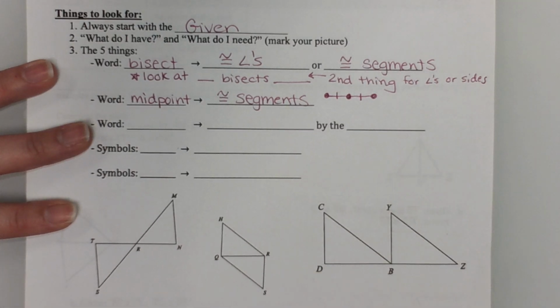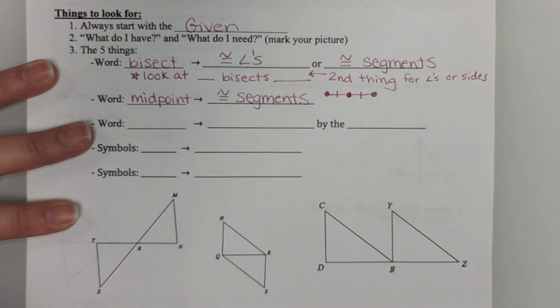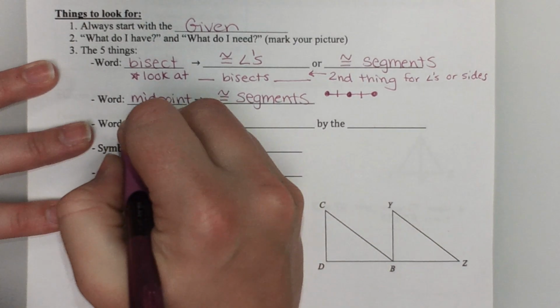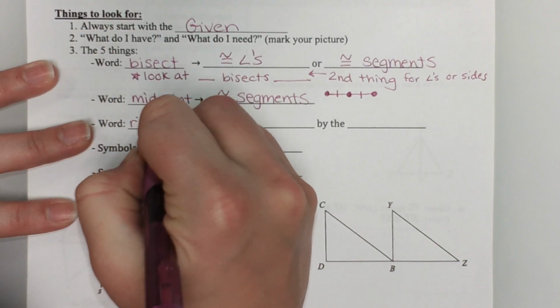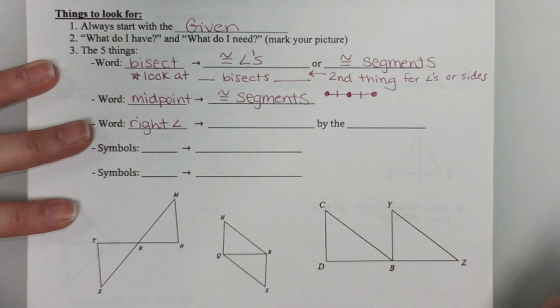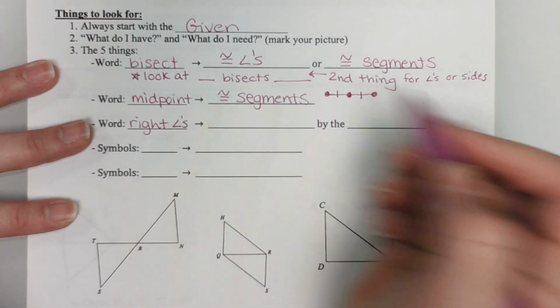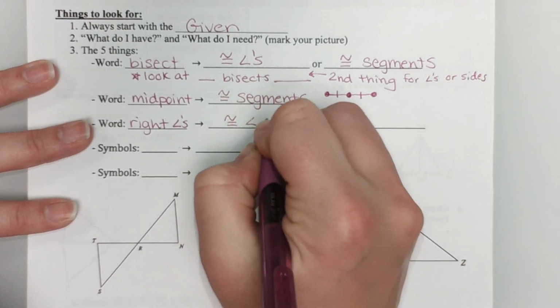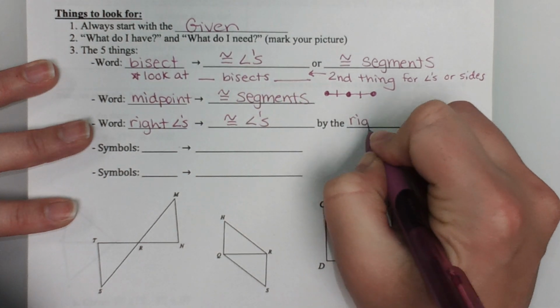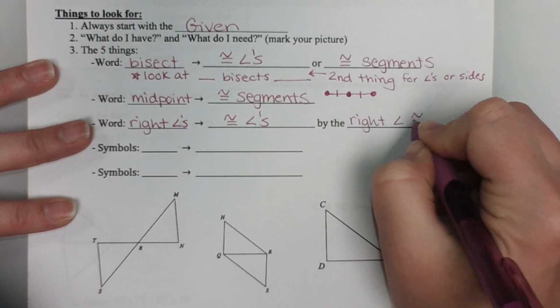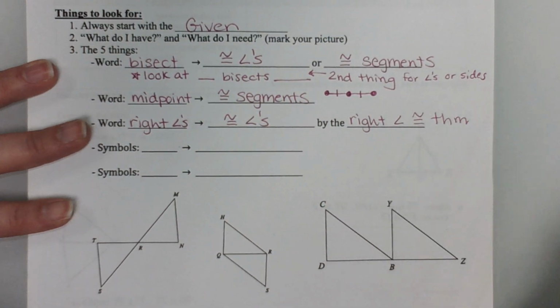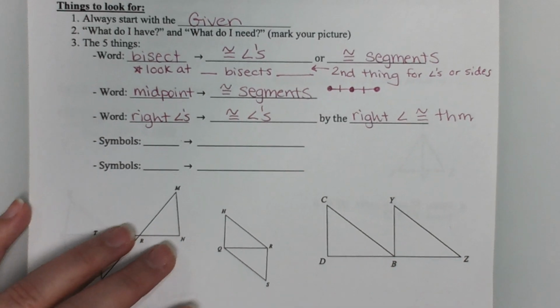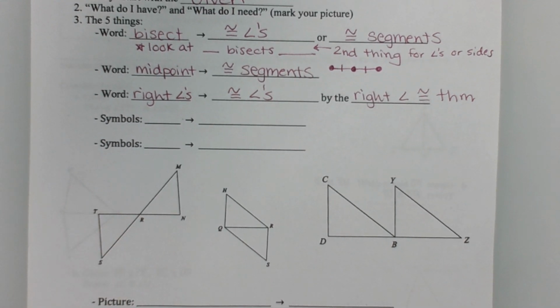The last word that really ever shows up in these proofs is the word right angle. When you have right angles, you're going to get congruent angles. And this one, people tend to forget what they're using. It's the right angle congruence theorem.